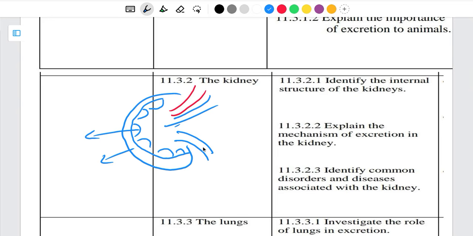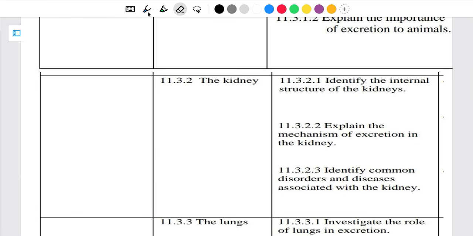Then we have the renal pelvis, which is this part here. We have the ureters, we have the renal artery, we have the renal vein. All those structures you have to label them and you have to know them. Sometimes when they ask you to explain the mechanism of excretion in the kidney, you have to draw the nephron.